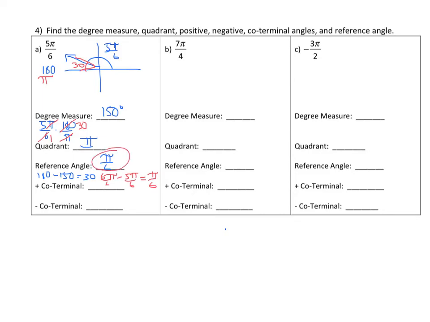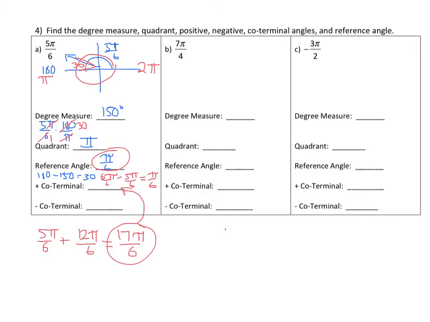The positive coterminal angle, a full circle in radians is, if I go all the way around, that's 2 pi. So if I want a positive coterminal angle, I would take 5 pi over 6 and add 2 pi. But I need common denominators, so instead of adding 2 pi, I'm going to multiply by 6 over 6 and add 12 pi over 6. And that gives me 17 pi over 6.